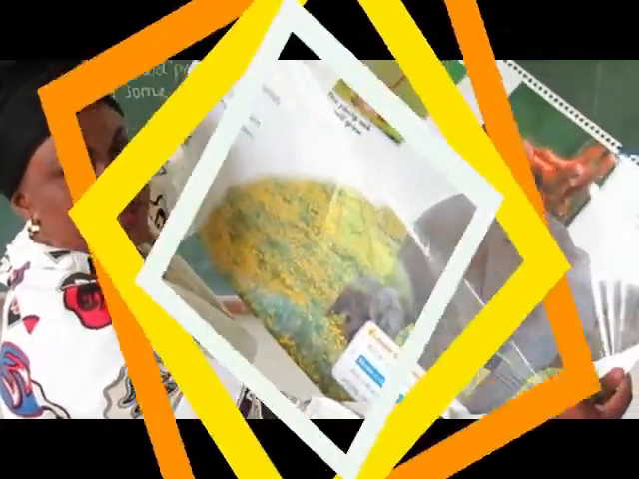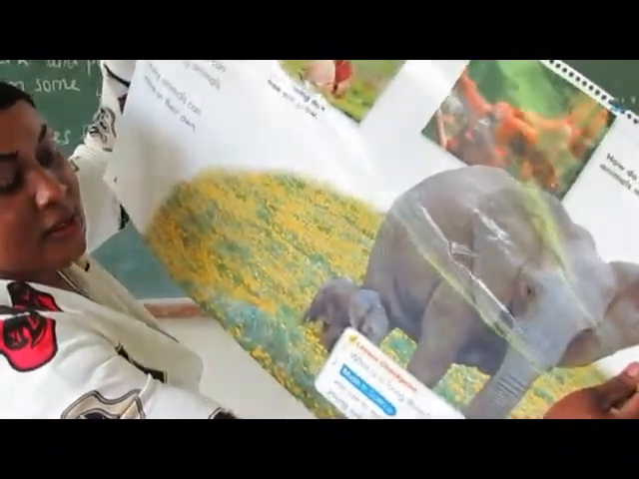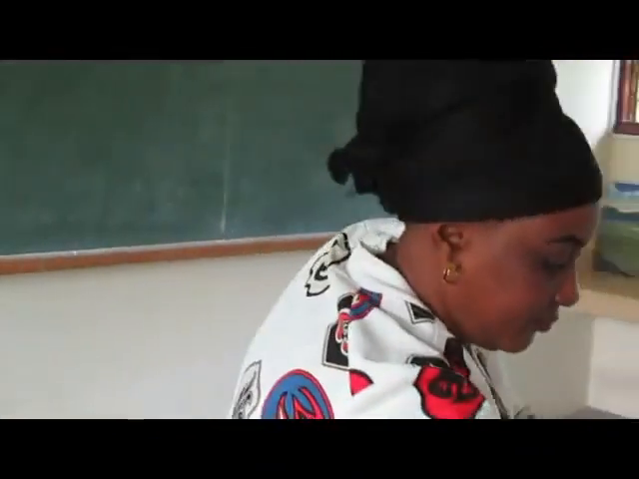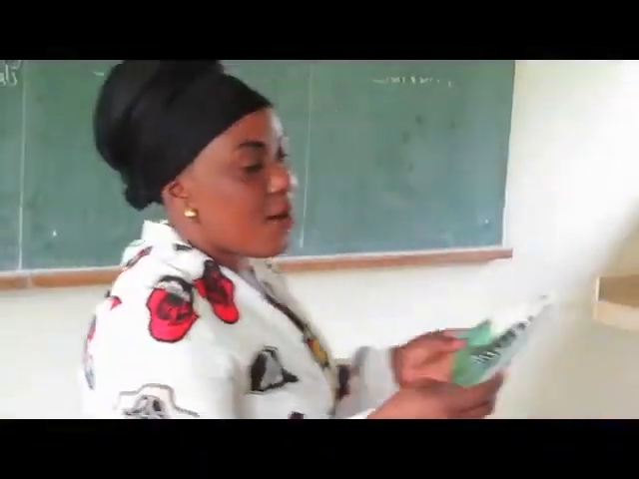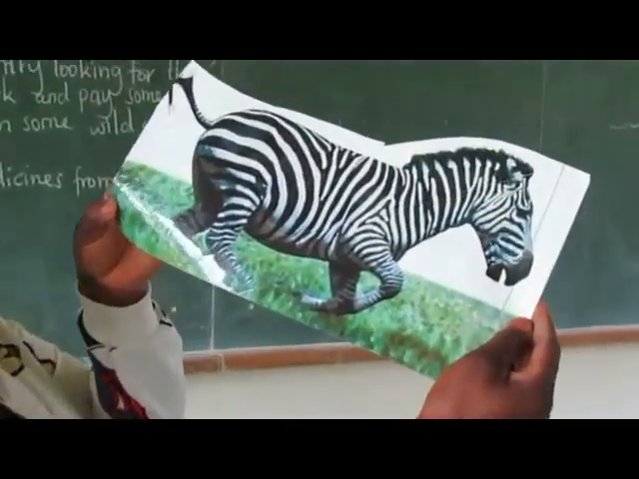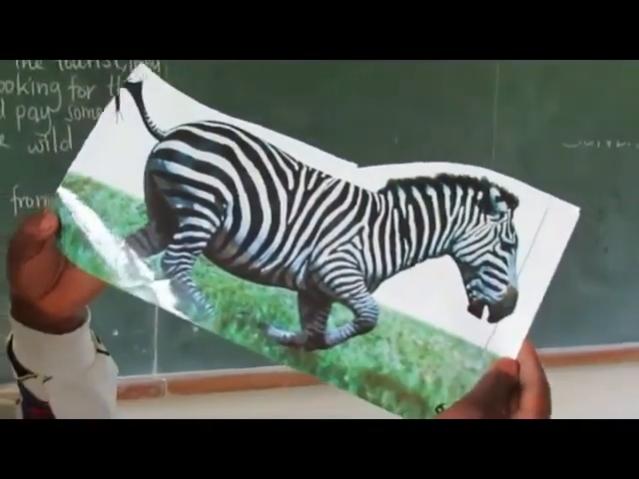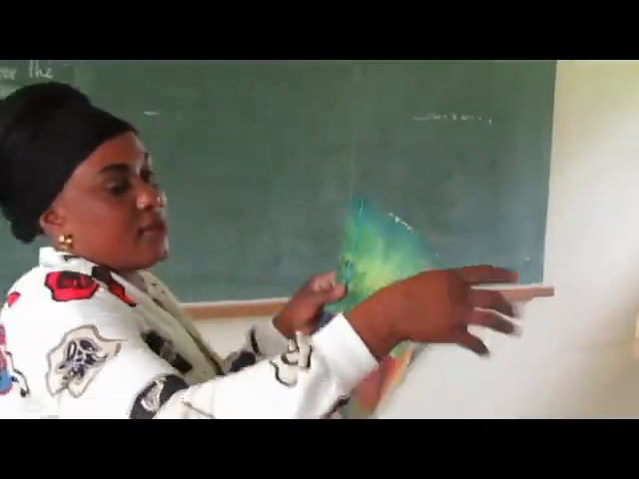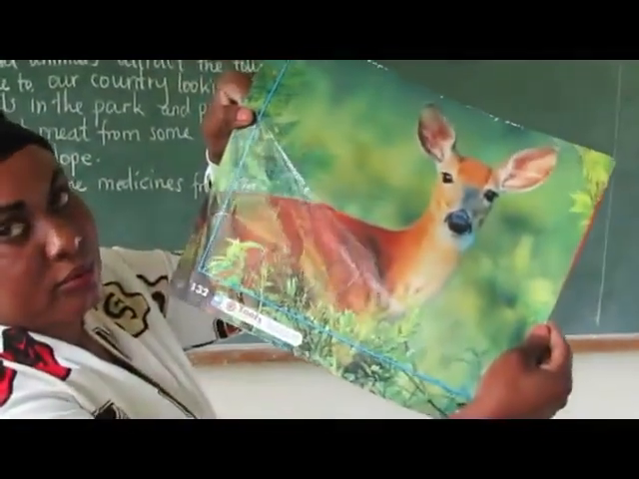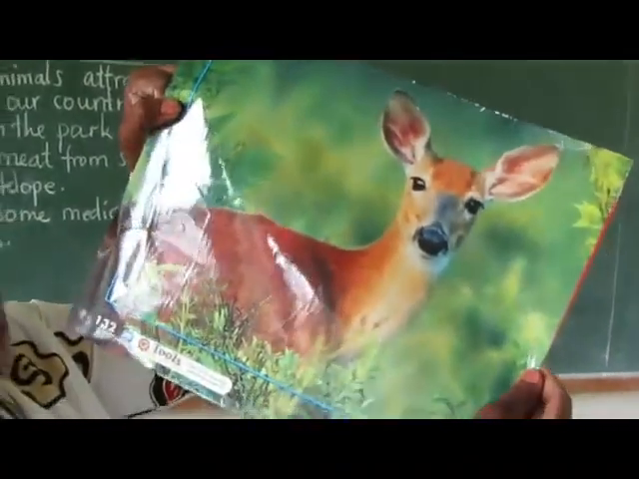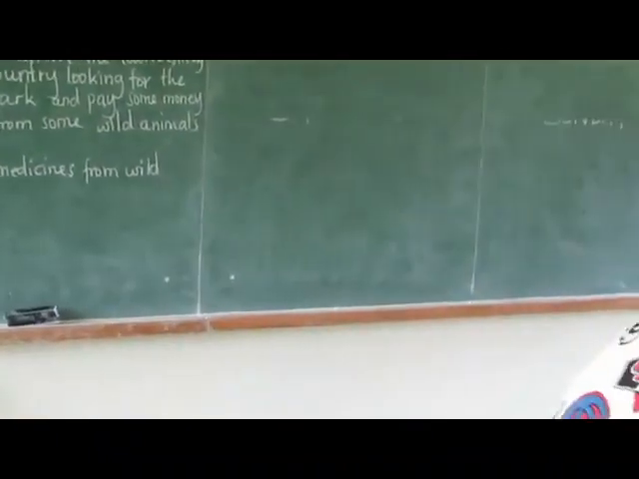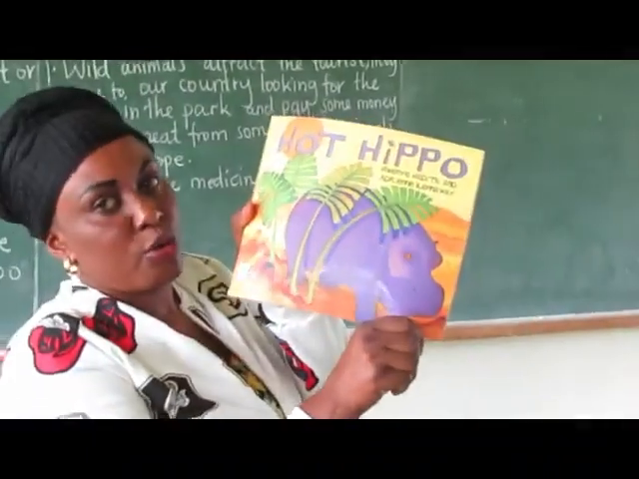This one is elephant. All of you say elephant. Found in the national park. Another one is a zebra. All of you say zebra. Good, this is a zebra. Found in the national park or in the zoo. This is a hippo. Say hippo. Good.